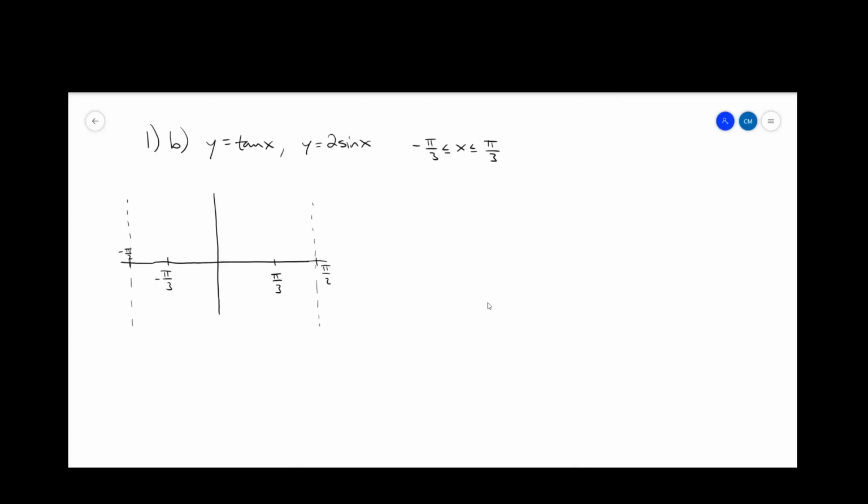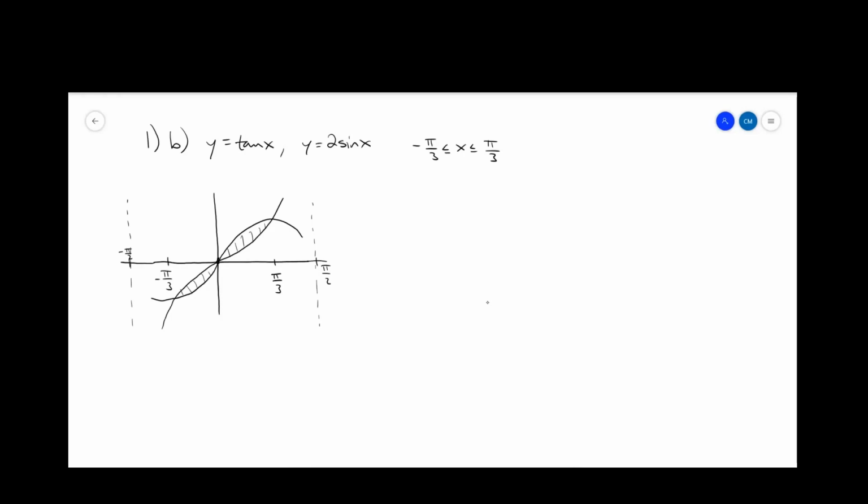What does the tangent function do otherwise? Well, it just kind of does that kind of thing, right? And then the sine function that they're giving us, 2 sine x, what does a sine function do between 0 and 2 pi, or pi over 2, pi over 3, I mean? Well, it just kind of does this thing, right? And then it keeps going. So something like that. But again, the region that we're interested in is just this bit right here, and this bit right here.